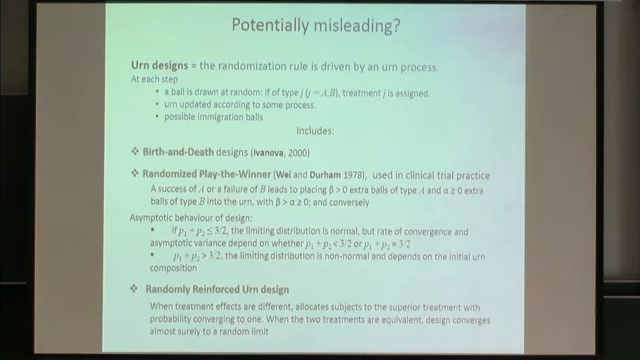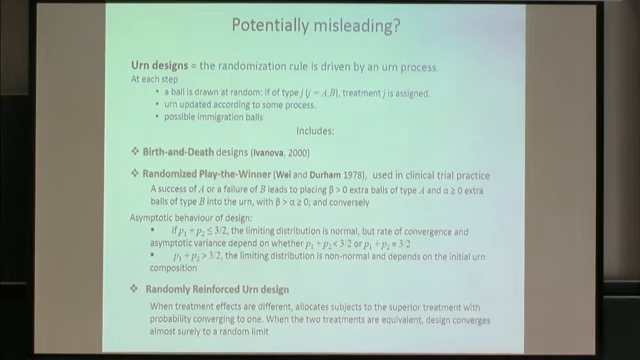People like the randomized play the winner. Now, the behavior of the randomized play the winner depends on the true values of the probabilities of success. So the limiting distribution is normal, but the rate of convergence changes according to the true values of the parameters. And in some cases, the limiting distribution is not normal. And it depends on the initial position. And also, okay, well, this is bad enough.